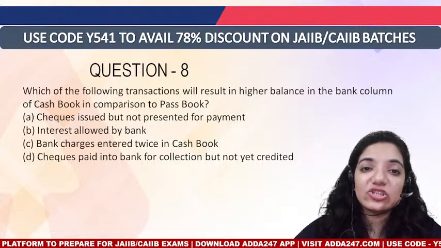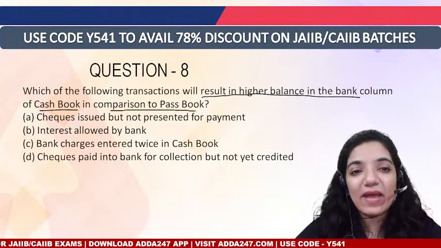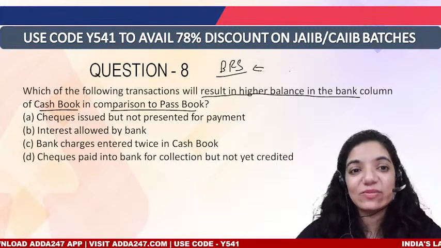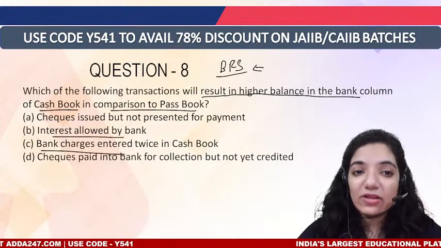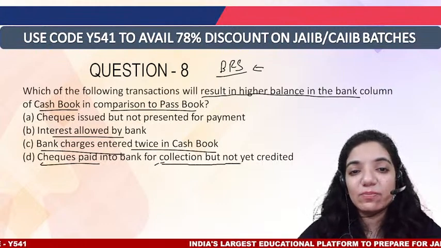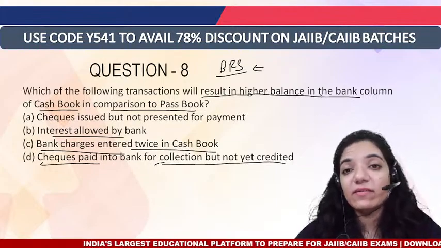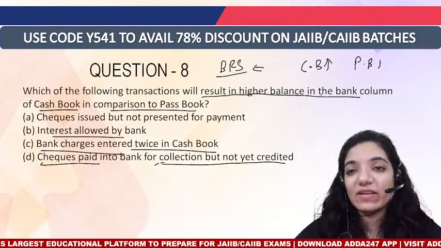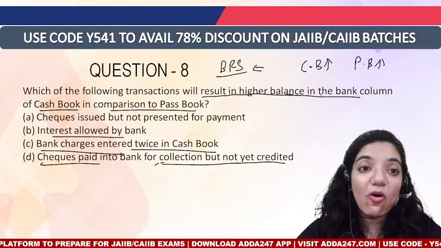Which of the following transactions will result in higher balance in the bank column of the cash book in comparison with the passbook. This is from the BRS, Bank Reconciliation Statement. The options are: the check issued but not presented for payment, interest allowed by the bank, charges entered twice in the cash book, and checks paid into bank for collection but not yet credited. Now, the point is where you will find more of cash book balance than of passbook balance. This is the question which results in higher balance in the bank column of the cash book.